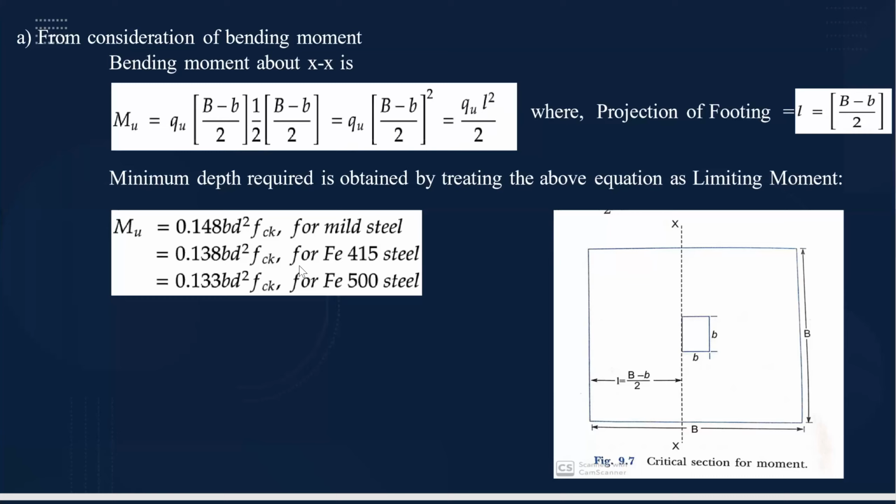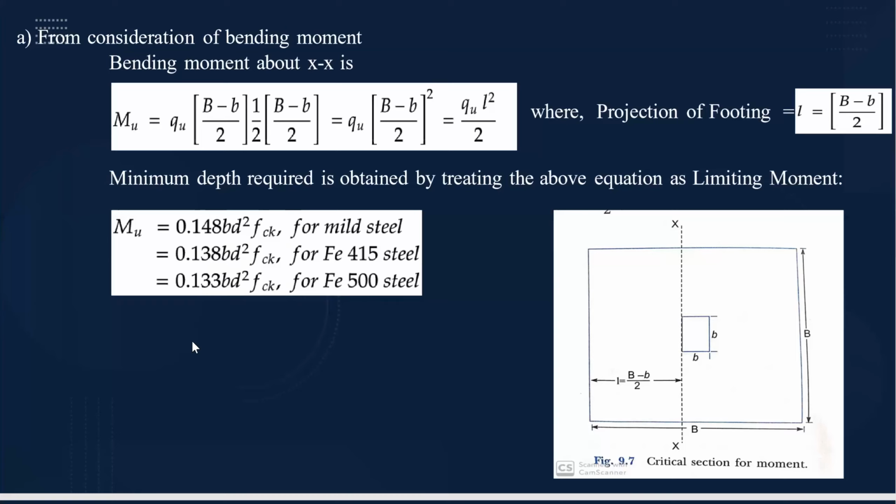Now the minimum depth required is obtained by treating the above equation as the limiting moment. Based on the type of steel, whether mild steel, Fe415 steel or Fe500 steel, we have three equations for the limiting moment: 0.148 fck b d square for mild steel, 0.138 fck b d square for Fe415 steel, and 0.133 fck b d square for Fe500 steel.